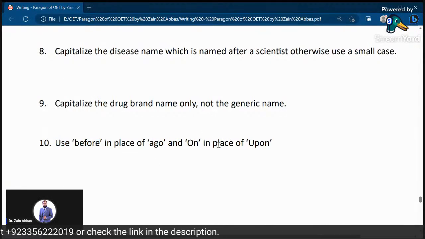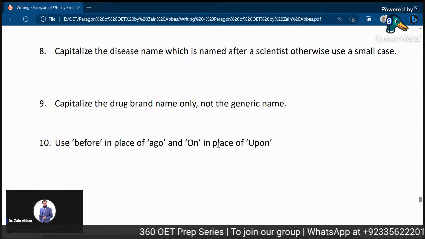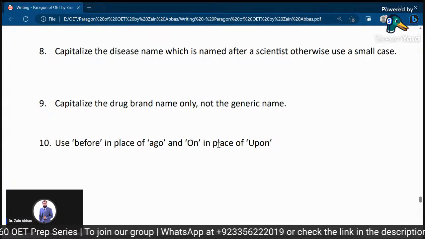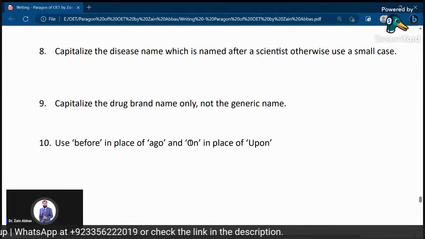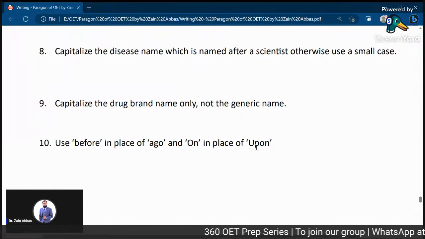And then we also came to the conclusion that students tend to use upon investigation or upon examination, or similar phrases, frequently, but this is not considered good in the OET official exam. You have to use on examination, on investigation, on lab test, like these. This on is more appropriate instead of upon.